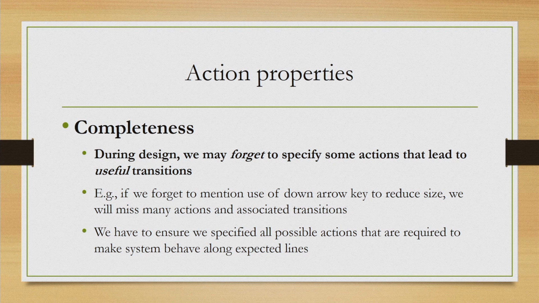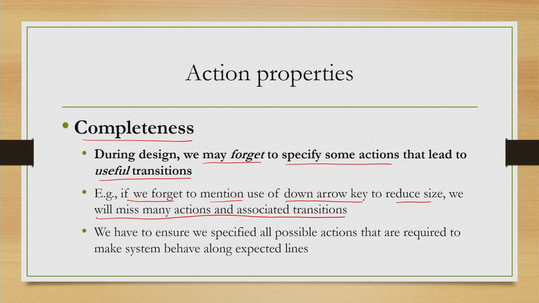There are a couple of major action properties also that we can check with formal models. One is completeness. What does it indicate? During design, we may forget to specify some actions that lead to useful transitions. For example, if we forget to mention that we need to use the down arrow key to reduce size, then we will miss many actions and associated transitions. In the example, of course, there are very few interactions, but in large systems with many interactions, it is quite possible to actually forget to include many such interactions which may lead to useful transitions.